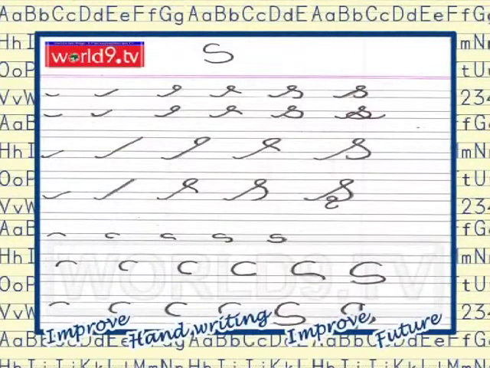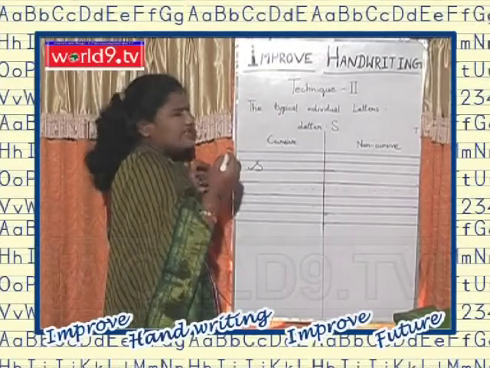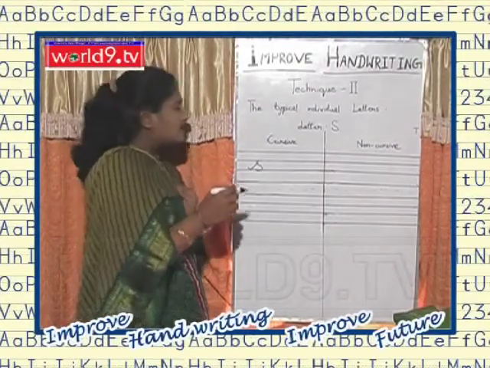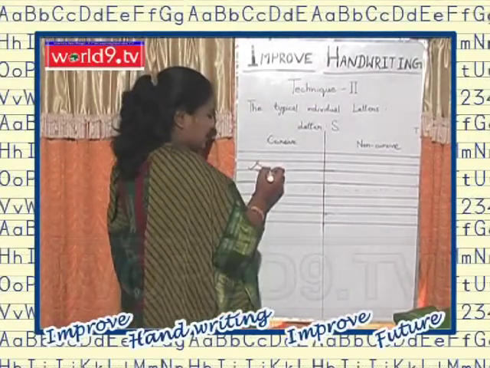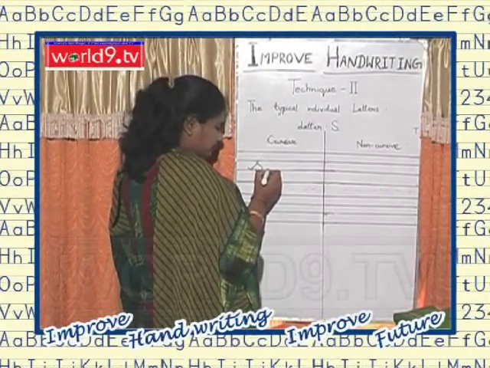Same like that pot shape you should get, and here you should end. Your end point is this. On the baseline you should end, and on the baseline you should start. And this is S. S is such a wonderful and surprising letter.